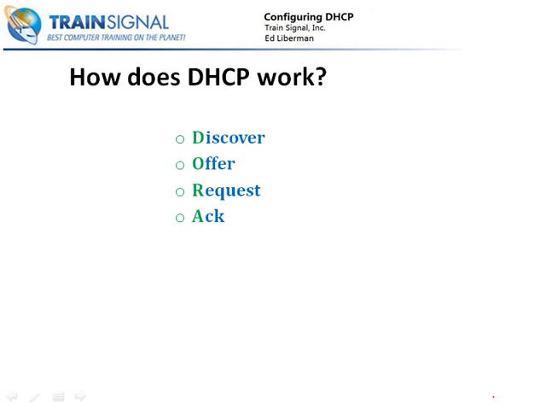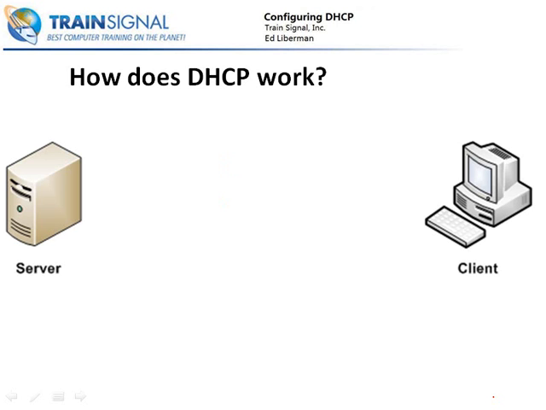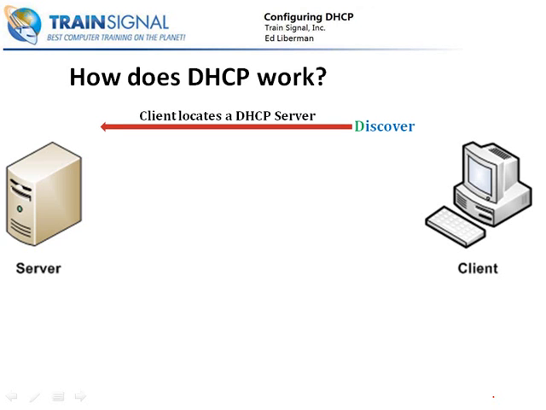Now let me lay this process out for you in a little more detail. Here I have a server and a client, and the client has just come on the network, it's just been turned on, and it's been configured to receive its IP address automatically. So the first step would be D, or discover.